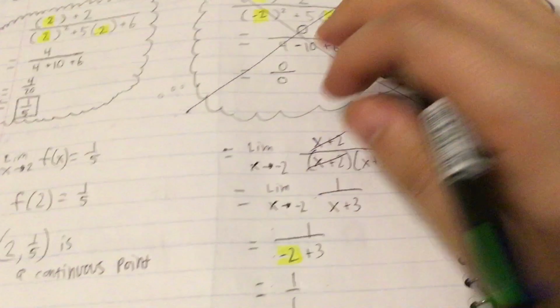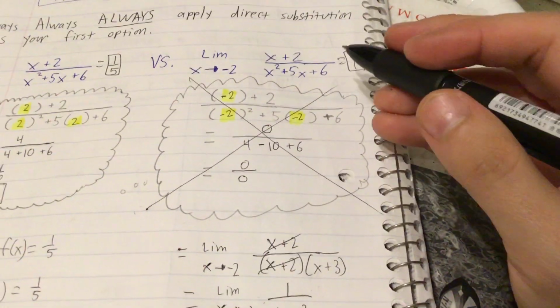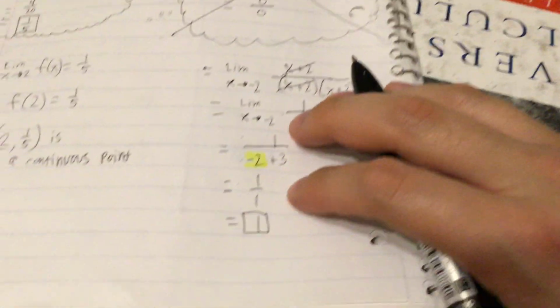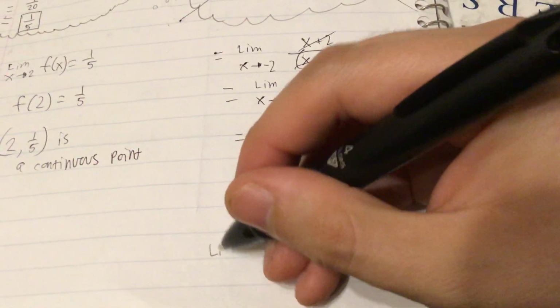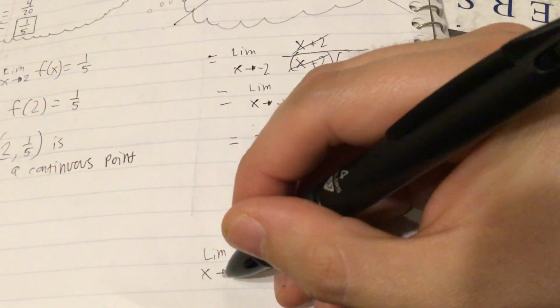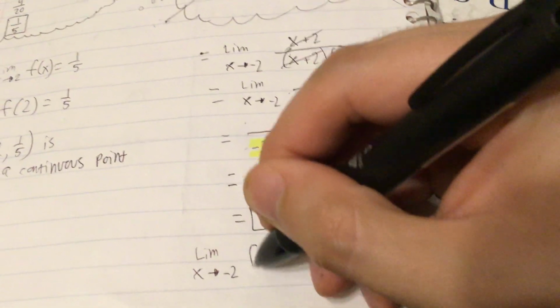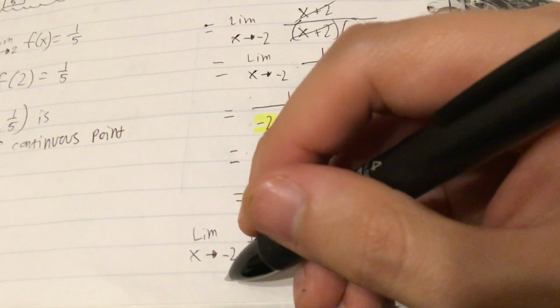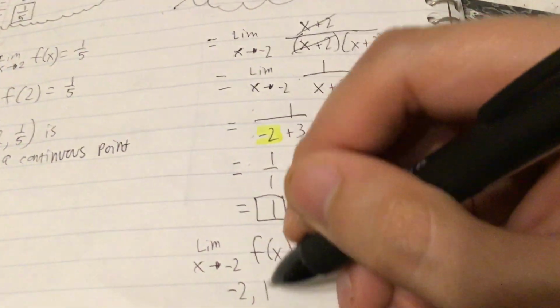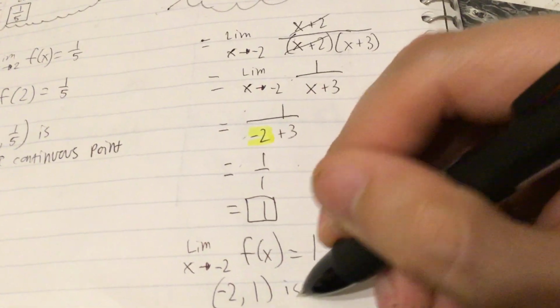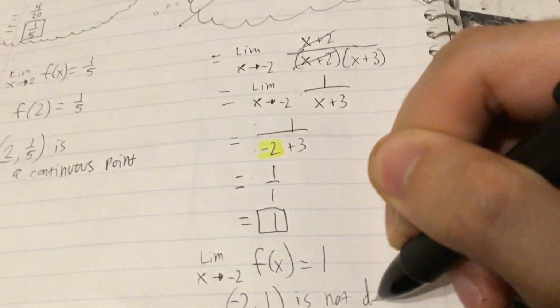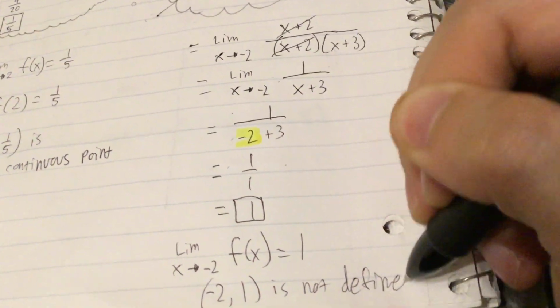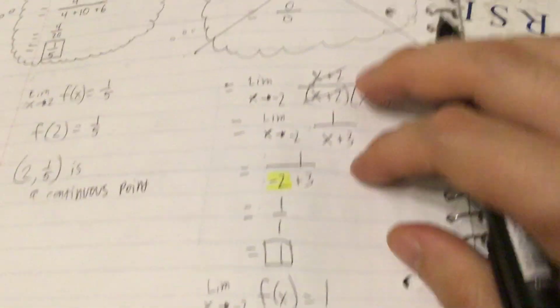Okay. In this diagram, though, the limit does exist. The limit is 1. The limit as x approaches negative 2 for f of x is 1, but the point negative 2 comma 1 is not defined. Therefore, this point is discontinuous.